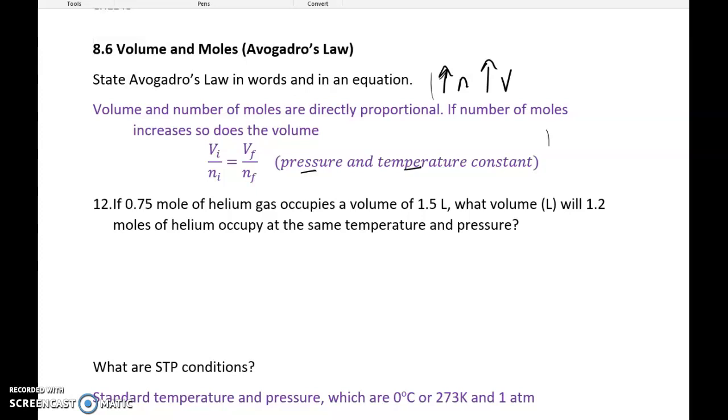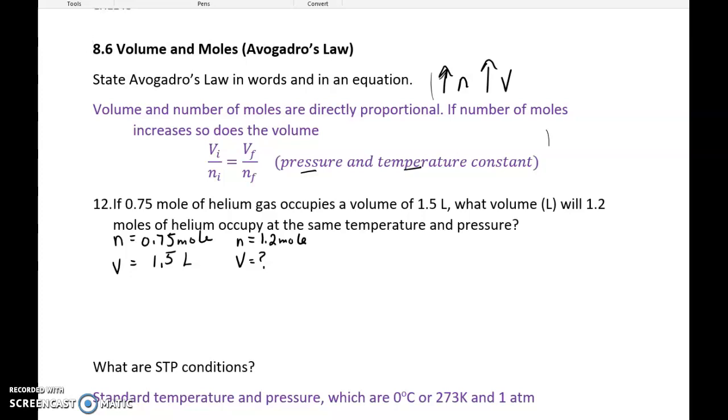Here we've got 0.75 moles of helium gas, and that is in a volume of 1.5 liters. What will the volume be if now we have 1.2 moles of gas?